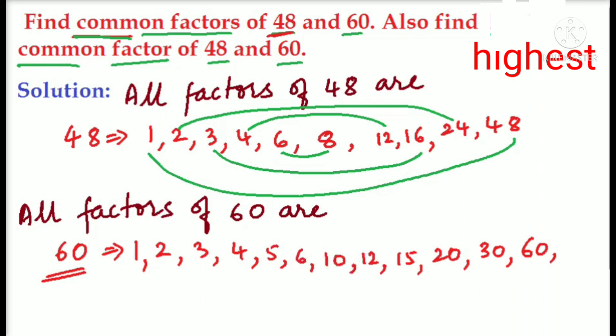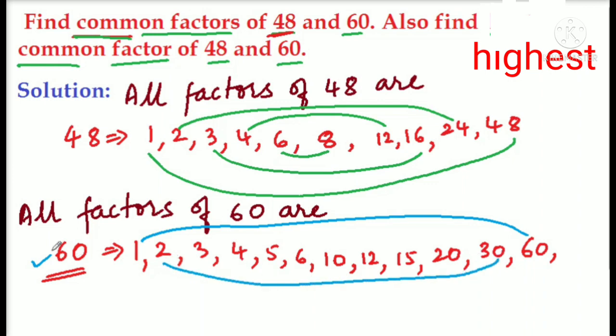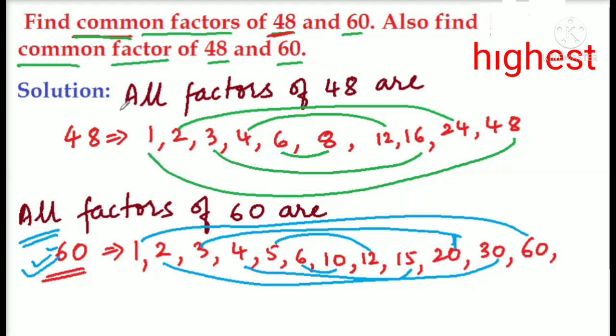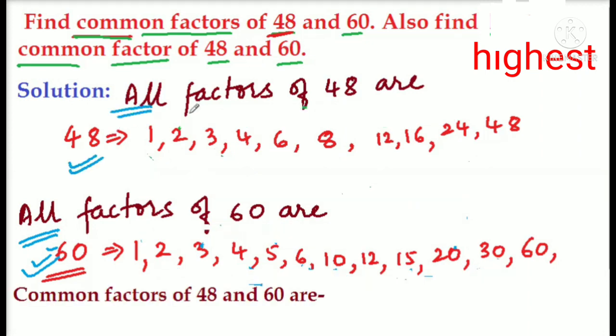We can quickly check whether all the factors are correct. 1 into 60 is 60. 2 into 30 is also 60, right? 3 into 20 is also 60. 4 into 15 is also 60. 5 into 12 is also 60. 6 into 10 is also 60. So we have all the factors of 60.